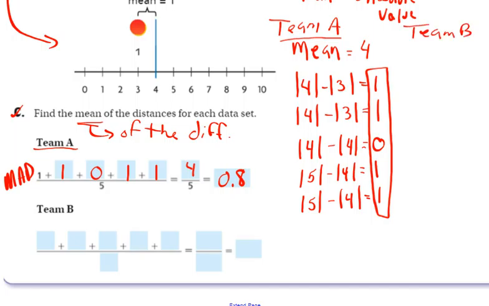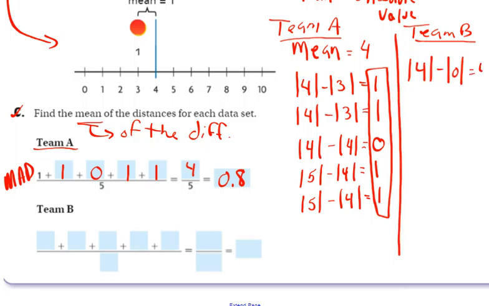All right, so here we go. I'm going to have the absolute value of 4, because that's my mean I'm going to use for all of them. So the absolute value of 4 minus the absolute value of 0 equals 4. And then the next point is a 1, so I'm going to have the absolute value of 4 minus the absolute value of 1. That's going to equal 3. 4 minus 1 is 3. And then I have another 4, so the absolute value of 4 minus the absolute value of 4 equals 0.